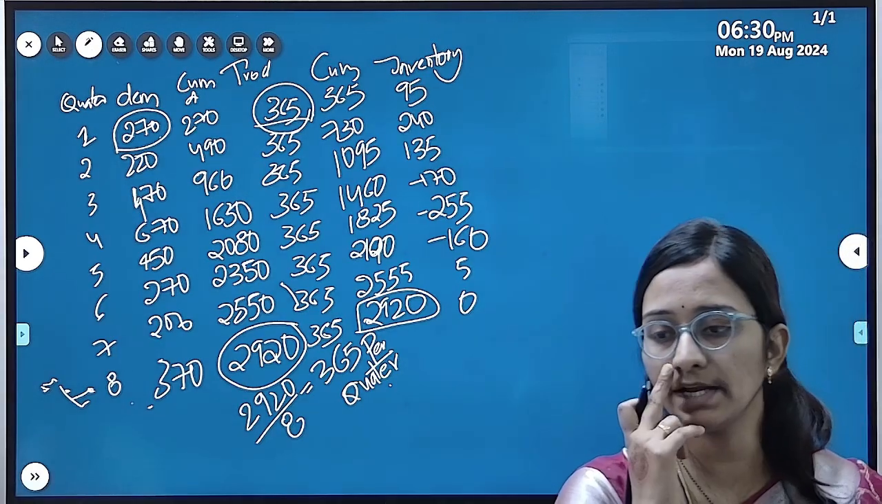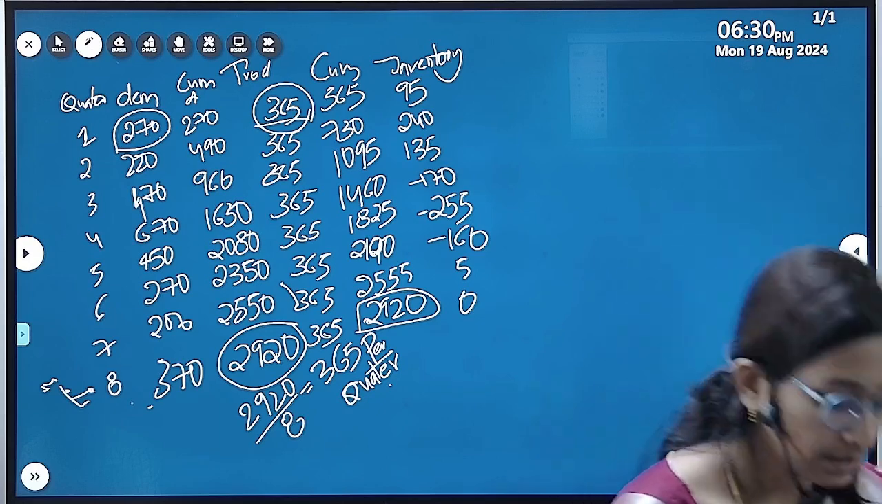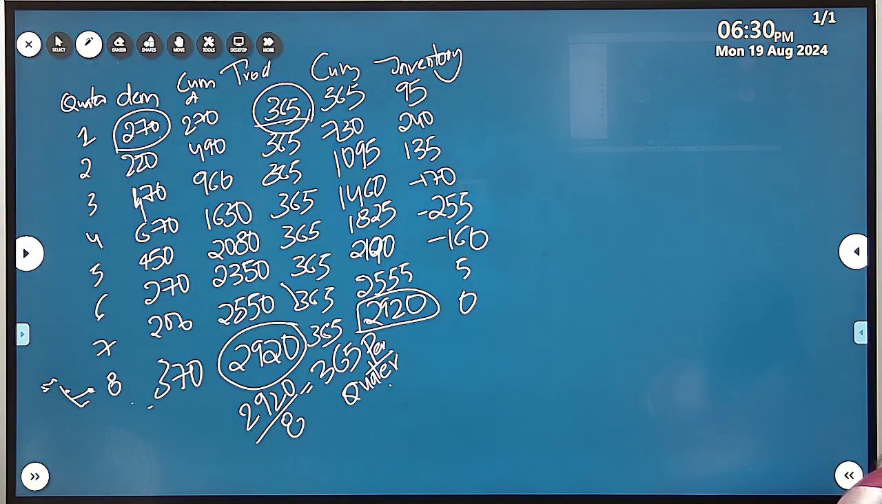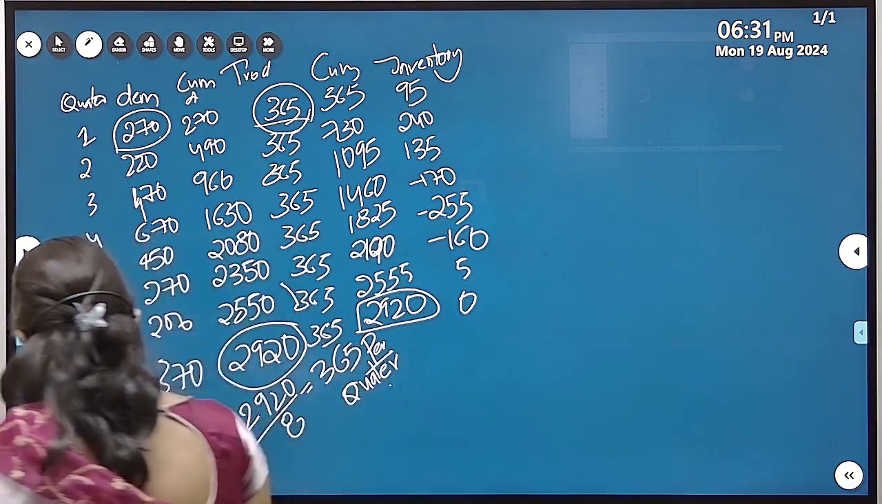So what amount will you get? 95 plus 255, 350. The next one, 240 plus 255, next 495 you will get. So this is the adjustment they have made. Now it is clear? So the cost, that 96,500, they have distributed to the 8 quarters.